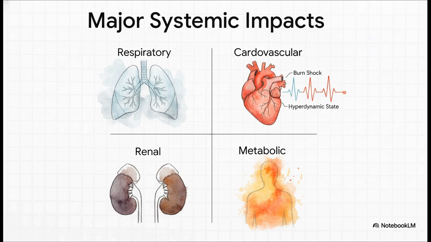The kidneys are at extreme risk from hypoperfusion, which leads to a shockingly high rate of acute kidney injury. And finally, the body kicks into this intense hypermetabolic state, which is proportional to the burn size. This dramatically increases oxygen consumption, CO2 production, and nutritional needs, making thermoregulation in a cold operating theater a constant uphill battle.